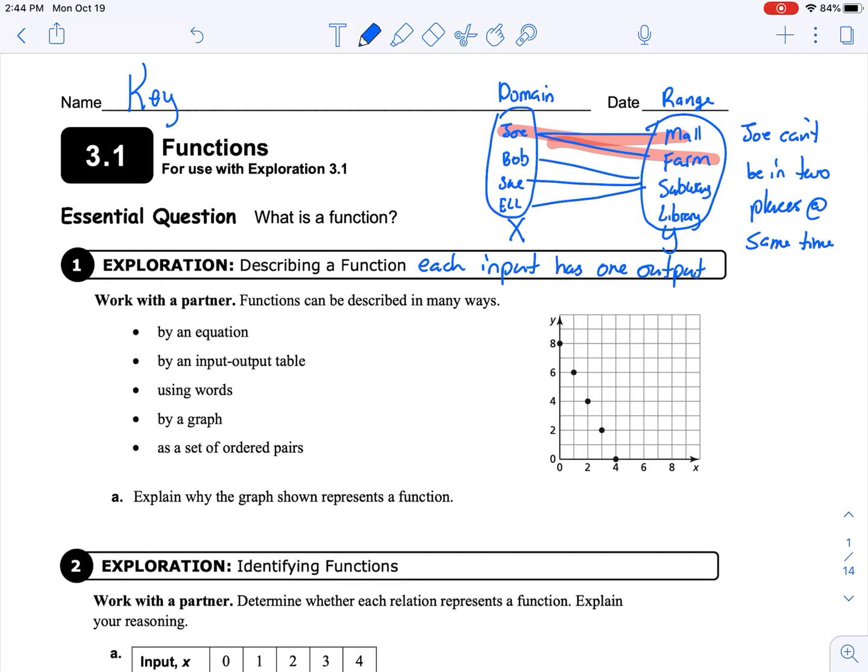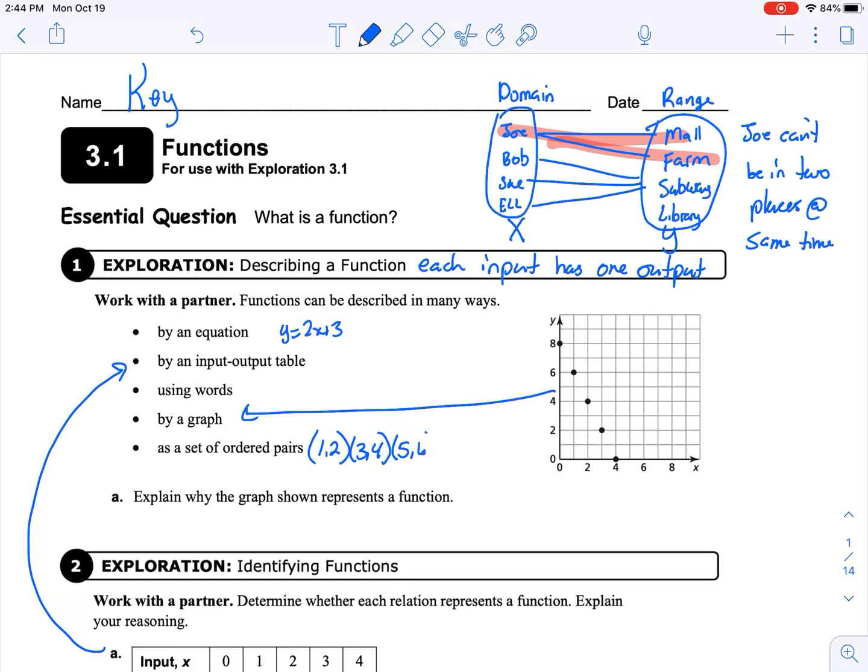Okay, so we can do this by equation. The equation looks something like y equals 2x plus 3. That's what the equation would look like. An input-output table looks something like that. Okay, using words we'll get to later. The graph looks something like that. A set of ordered pairs. So I didn't do that earlier, but ordered pairs would be something like (1, 2), (3, 4), (5, 6), and we'll talk about what specifically about that ordered pair we have to look at.